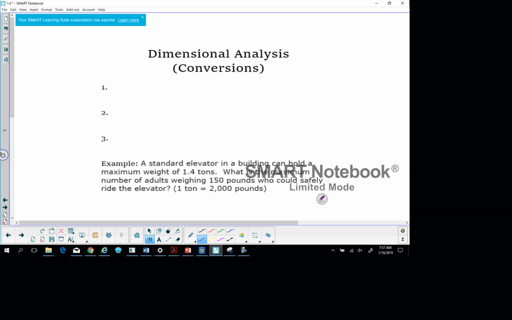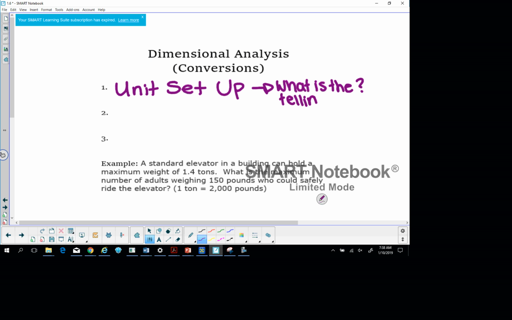So first thing, step one is unit setup. And what that means is, what is the question asking? Or what is the question telling us? So one is unit setup. What is the question telling us?